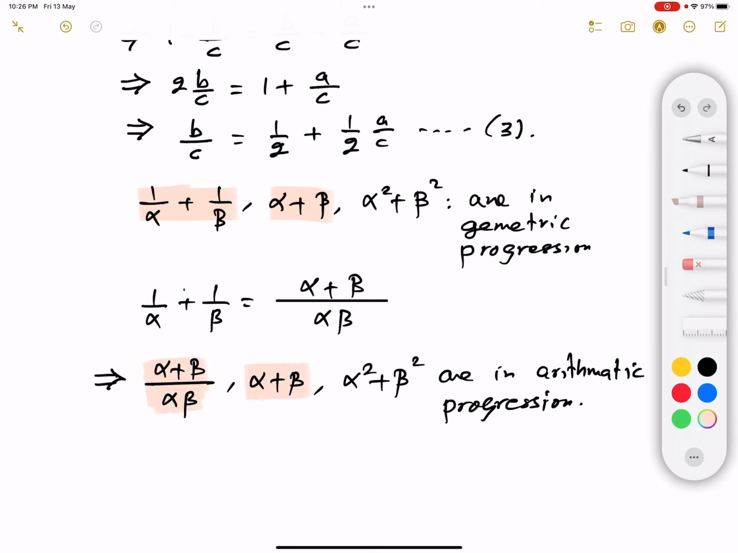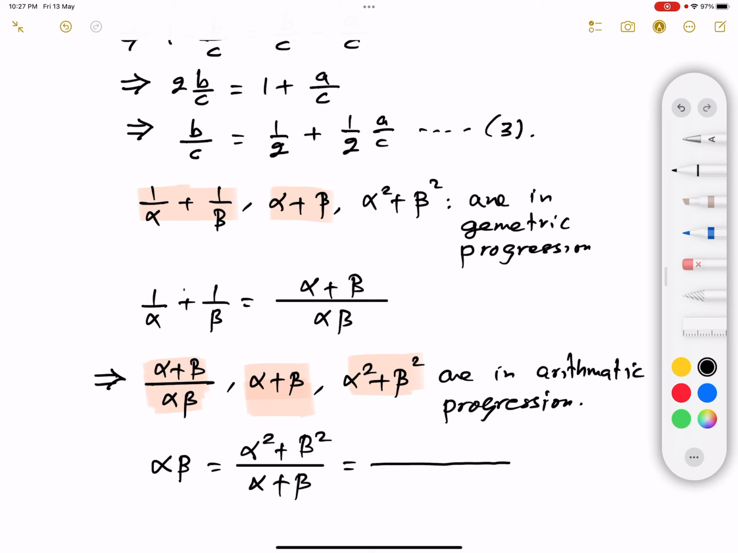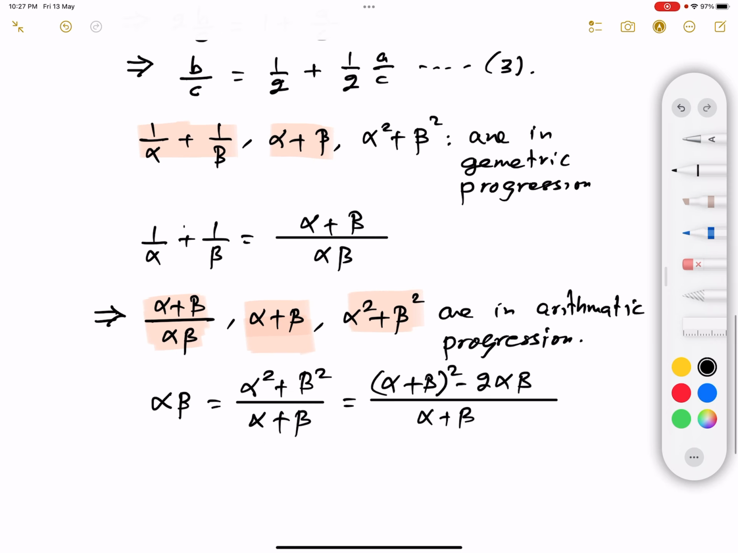And if we divide the third term by the second term, that gives us alpha squared plus beta squared over alpha plus beta, which can be rewritten as alpha plus beta all squared minus twice alpha beta, divided by alpha plus beta. And this can be rewritten if we split the numerator over the denominator. So that gives us alpha plus beta minus twice alpha beta over alpha plus beta.